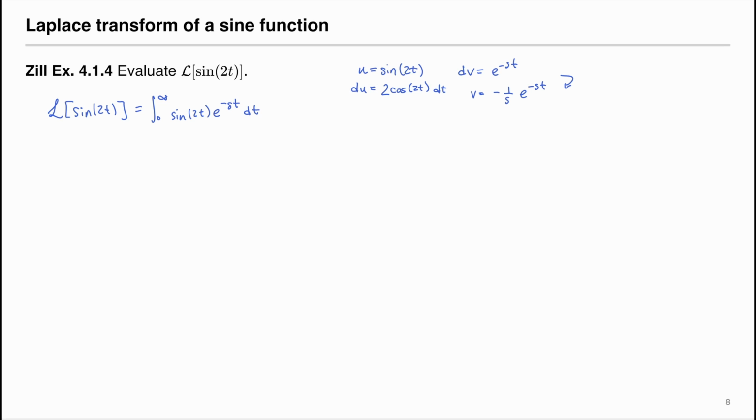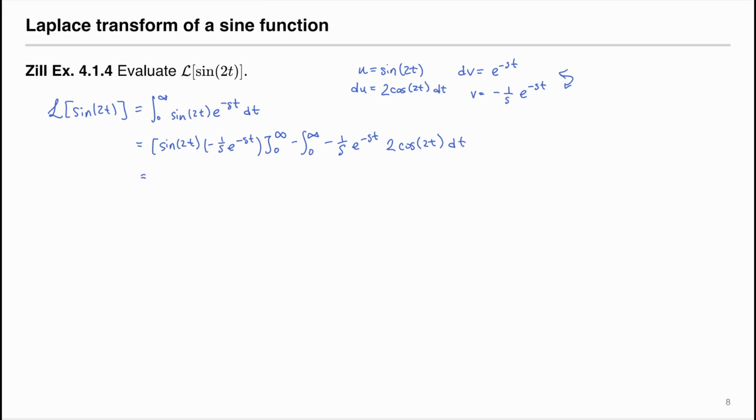And these occur very commonly, so we should remember that. And then we integrate from 0 to infinity. We substitute u, which is sine of 2t, multiplied by v, which is negative 1 over s, e to the negative st, from 0 to infinity, minus the integral of v, which is minus 1 over s, e to the negative st, times du, which is 2 cosine 2t dt.